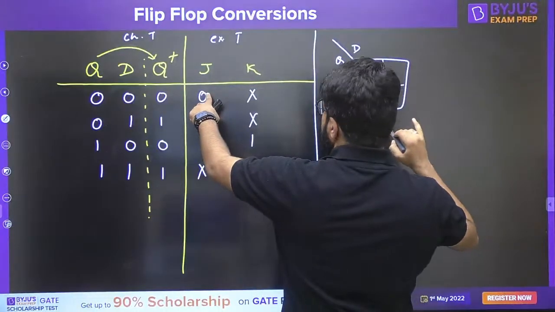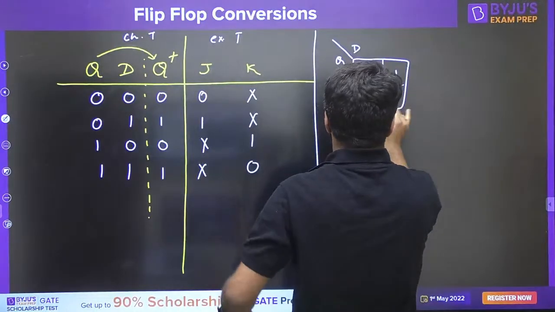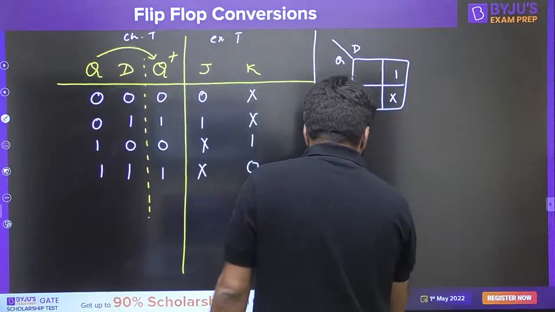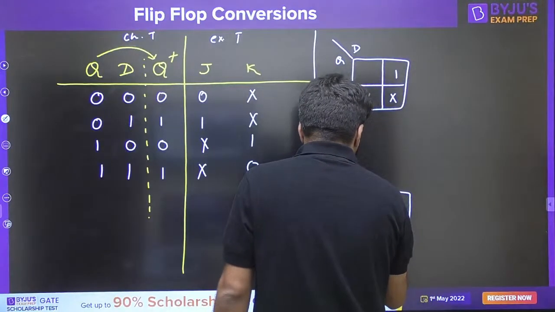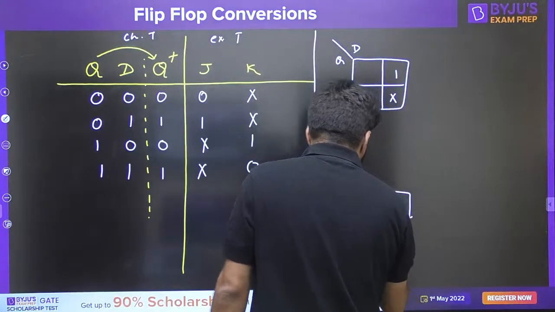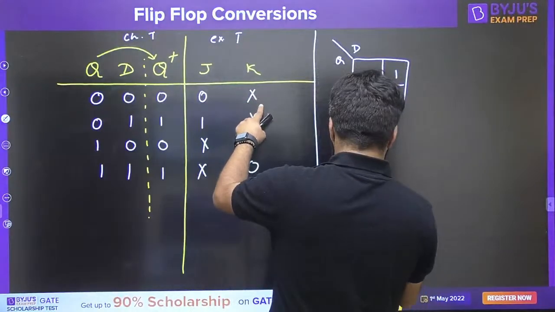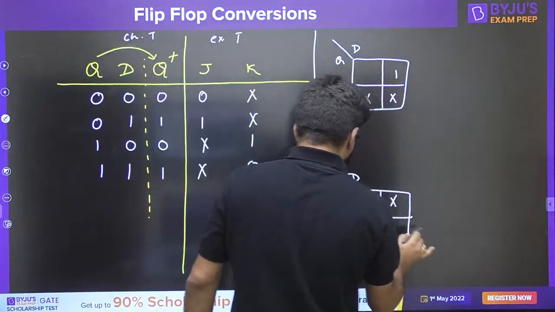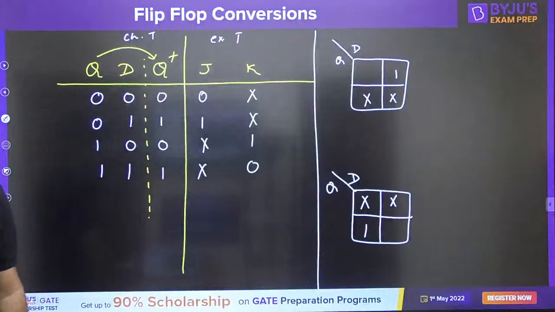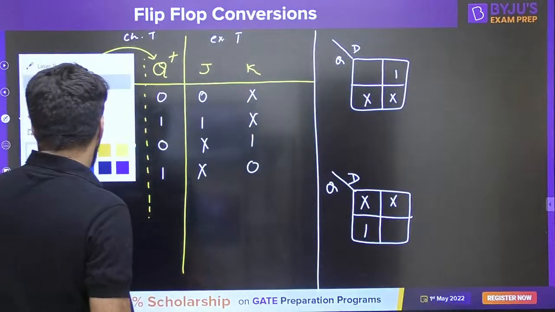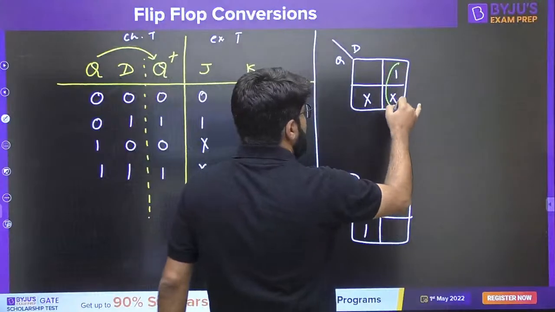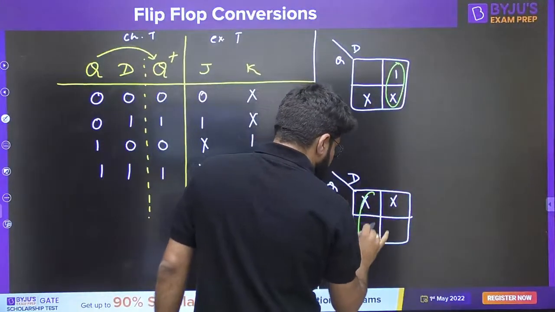Now the truth table of J is 0 1 x x. What is the truth table for K? Let me first make the K map, feed the truth table into the K map. This is Q and D, and K is x x 1 0 x x 1 and 0, right? Now, here this 1 can be paired with this x.